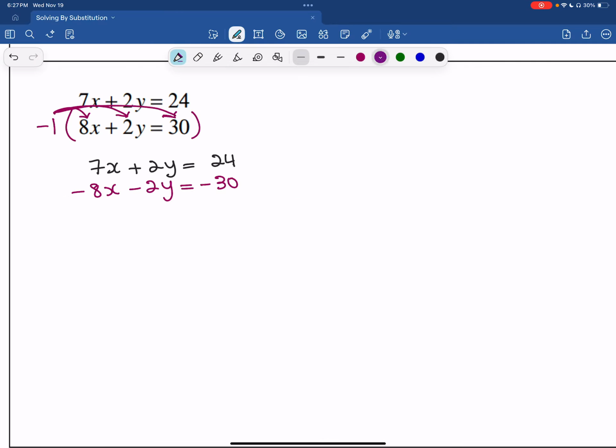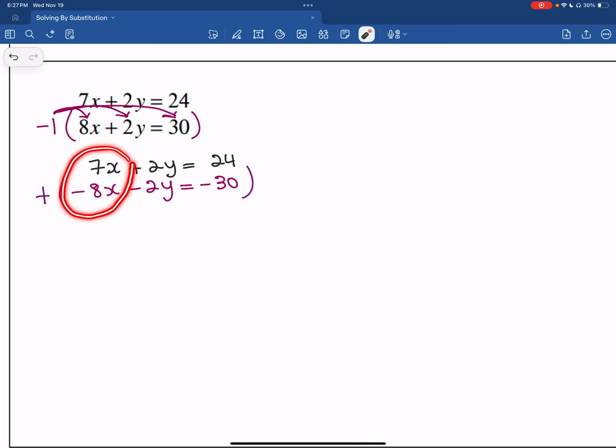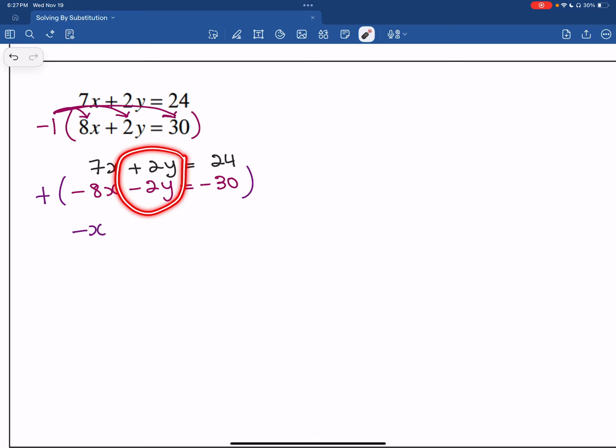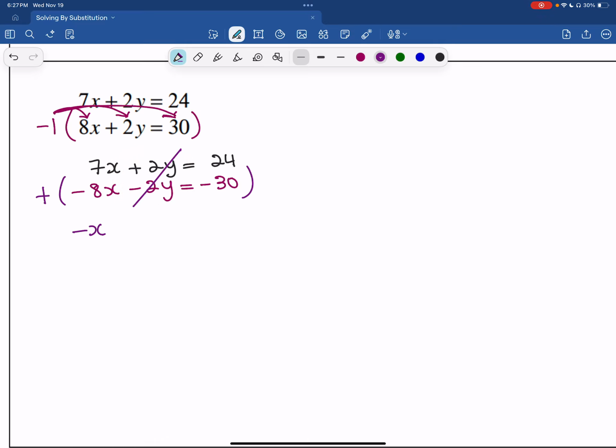So if we're adding these together, 7x minus 8x, or 7x plus -8x, is just going to be -x. 2y minus 2y is going to cancel. That's what we want. And 24 minus 30 is just -6. Last step to solve for x here is to divide both sides by -1. And we're left with x is equal to 6.